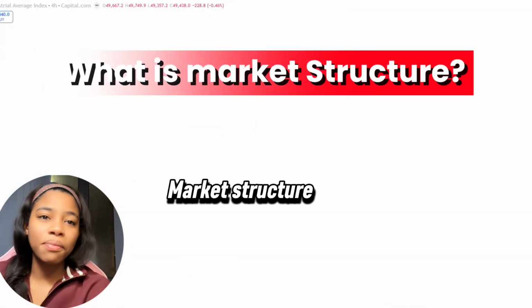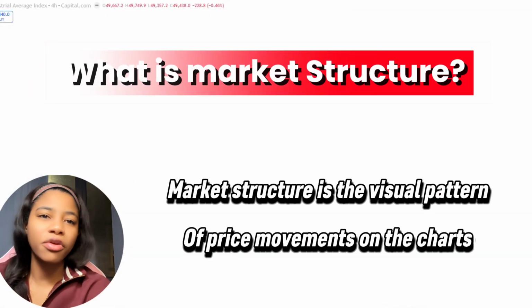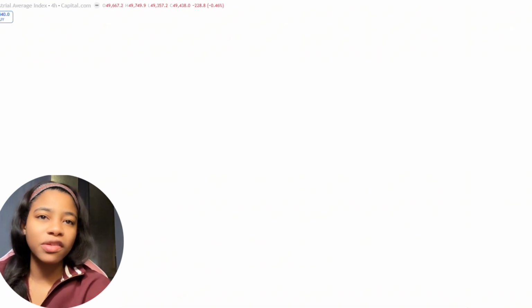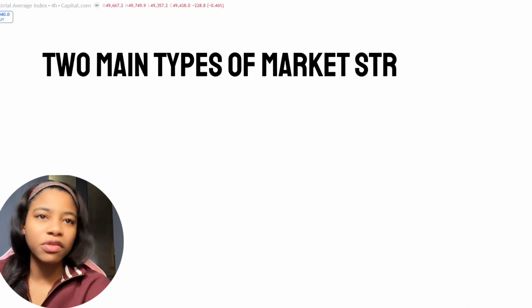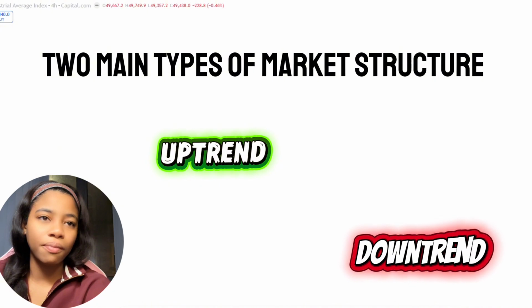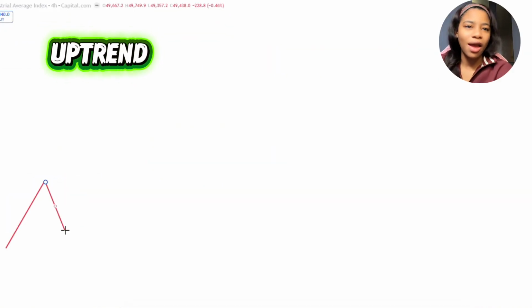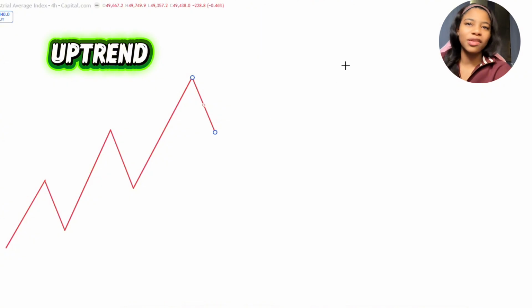Market structure is simply how price moves, right? So if you're a new trader, I want you to focus on two main types of market structure: uptrend and downtrend. In an uptrend, you get higher highs like this and higher lows, okay? And price goes up, it pulls back, it goes higher, it pulls back, right? It's literally climbing a staircase.